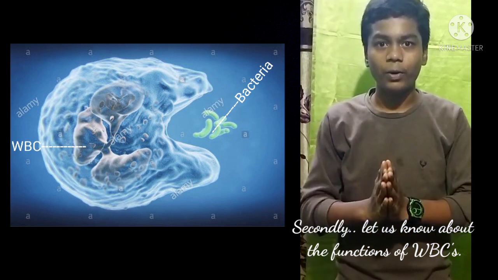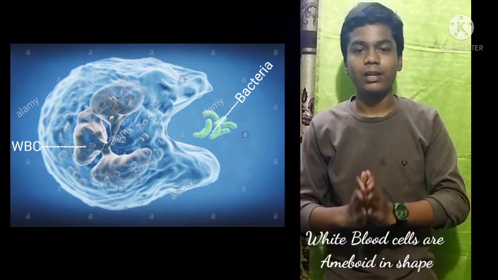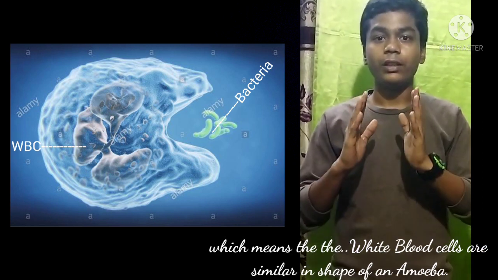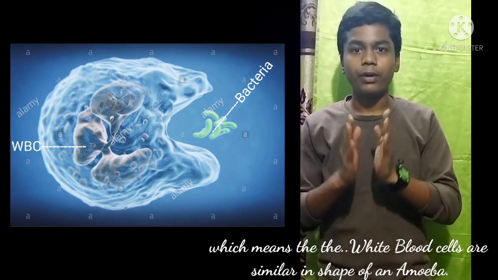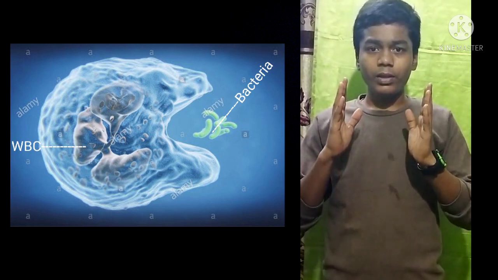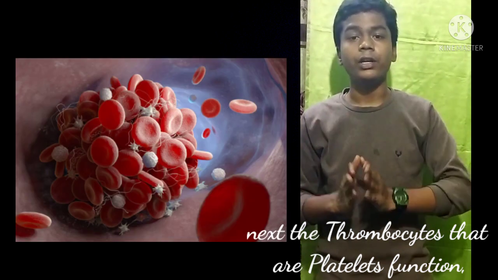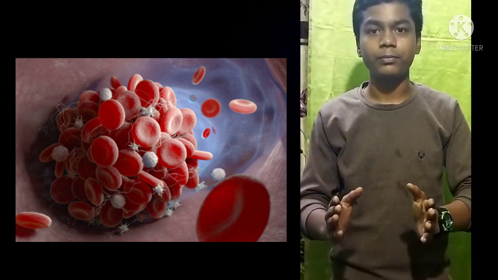Secondly, let us know about the function of WBCs, that is white blood cells. White blood cells are amoeboid in shape, which means they are similar in shape to amoeba. Their function is to fight against the invaders. Next, the function of thrombocytes, that is platelets. The platelets help in the clotting of the blood.